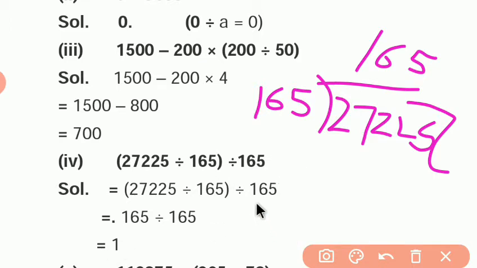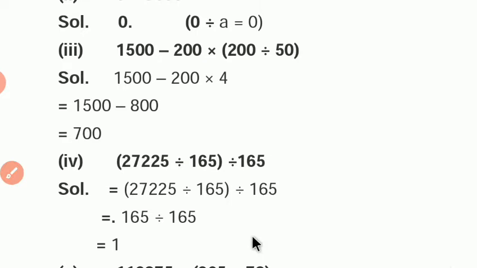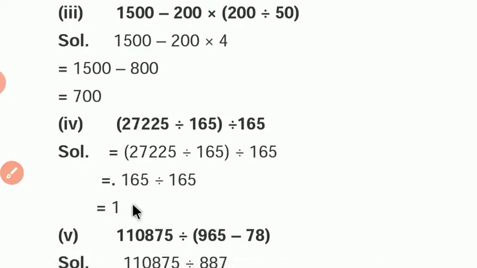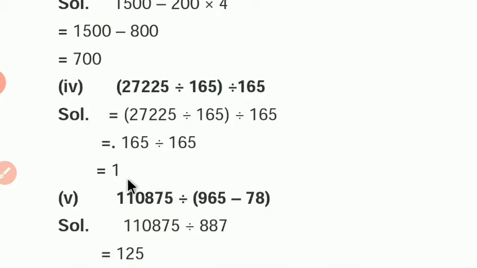Now here the remaining number is divided by 165, and we know that if we divide a whole number by itself, the answer is 1. Or you can see, if we divide 2 by 2, the answer is 1 only. So 165 divided by 165 is 1.